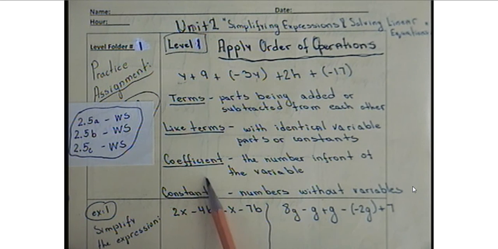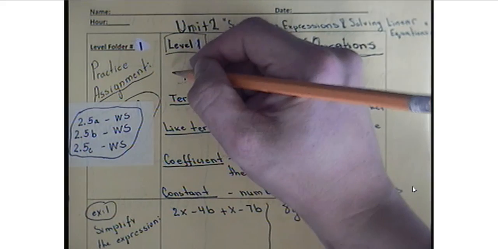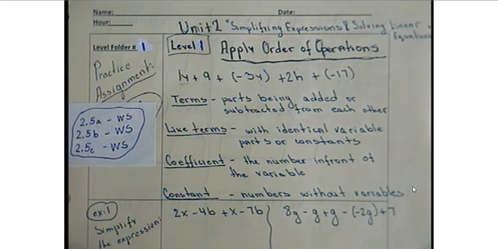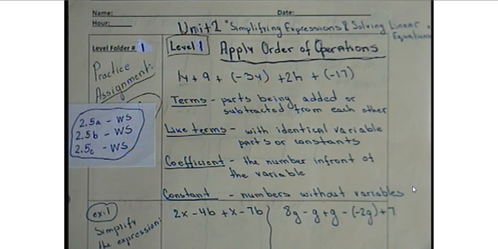Coefficient is the number in front of the variable. So, if you look carefully, for the first one, there is no number. If there is no number, it means 1 stays in front of the variable. So go ahead and write down, finish your notes.